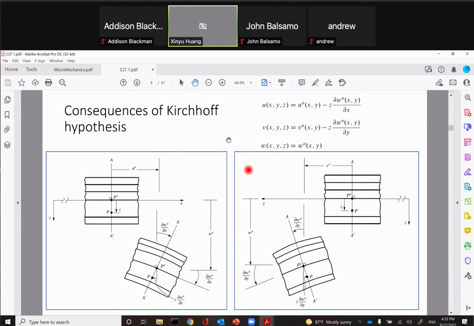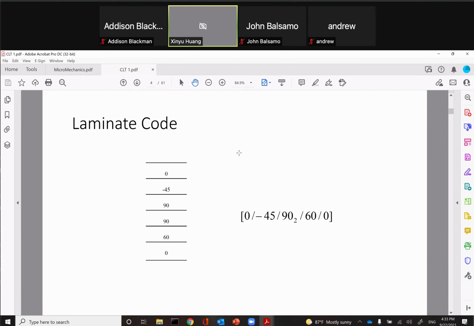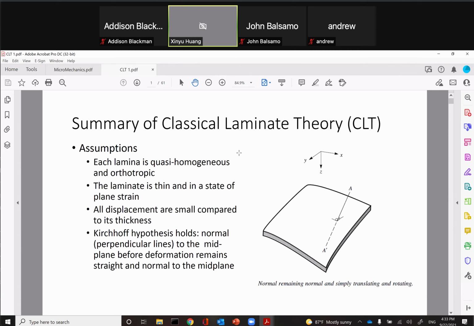And same thing here. Y direction motion, V function, is the midplane motion plus the pivoting of the normal. This is the pivoting of the normal. All right. This is the result of the Kirchhoff hypothesis. This guarantees, this is in line with the geometric assumption we made early on. The normal remains normal before and after deformation. That whole set of equations is this.